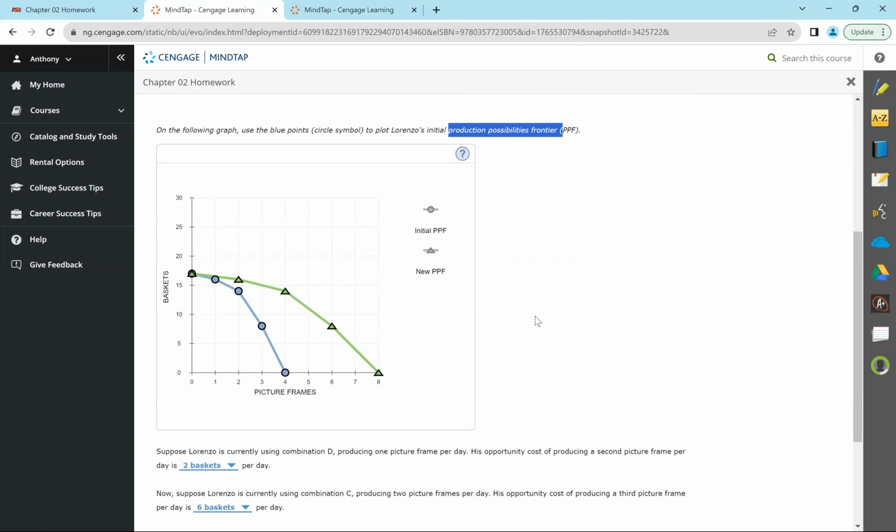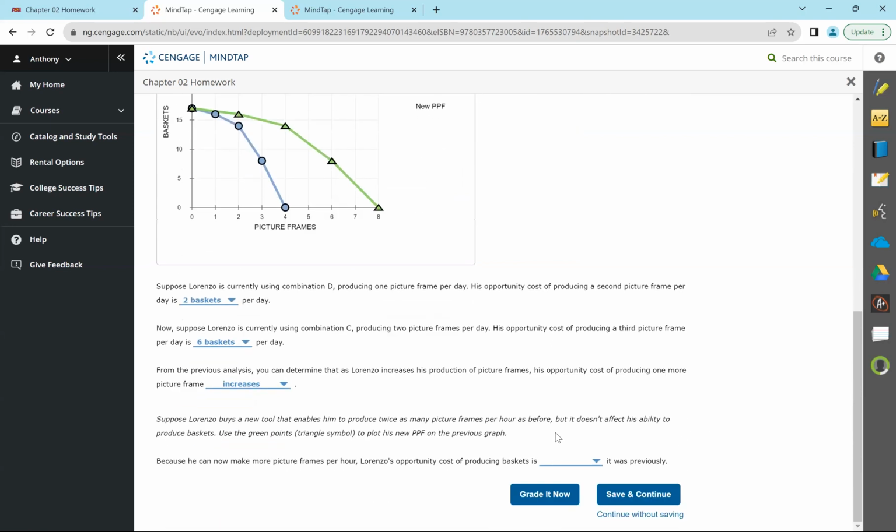Yep, right there. So because he can now make more picture frames per hour, Lorenzo's opportunity cost of producing baskets is lower. Or yeah, I think it's lower because the other one was increases. Let me double check. These last ones are worth a full point, whereas this one says higher, which I don't understand. Let me go look at one more reference here.